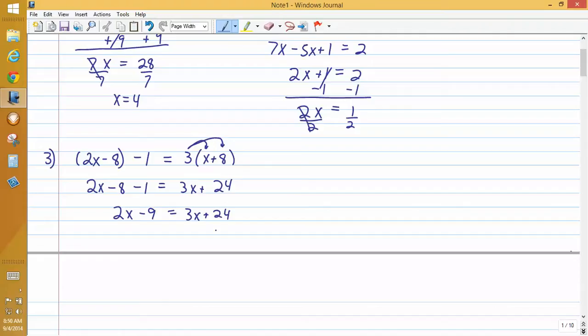It doesn't matter which side you get your x on or which side you move your constant to. I'm going to just move my x to the left side. So I have negative 1x on the left side. Then I'm going to move my constant to the right side. So I have a positive 33. Now divide both sides by negative 1. I get x equals negative 33.